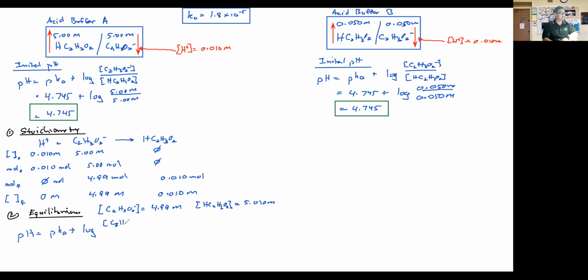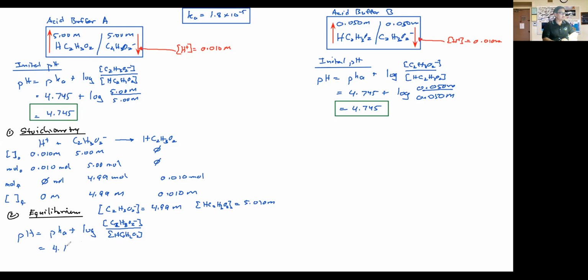So, C2H3O2 minus, all over the concentration of the acetic acid, HC2H3O2. Okay, let's go ahead and plug in our numbers. The pKa still has to be the same. That doesn't change. That never changes. That cannot change regardless of what we add into this. That pKa is still going to be the same. It's a constant.